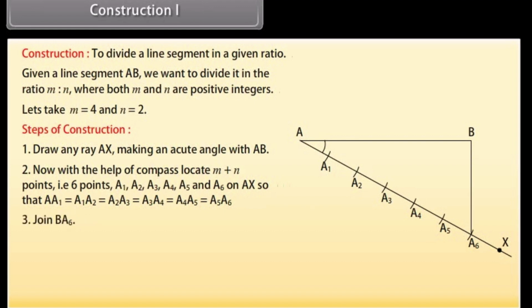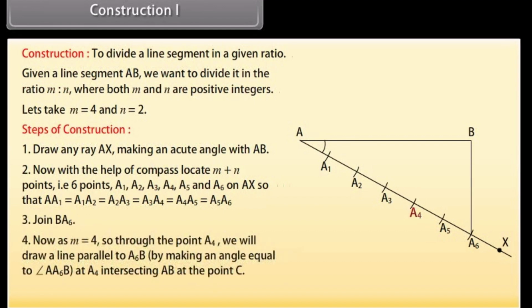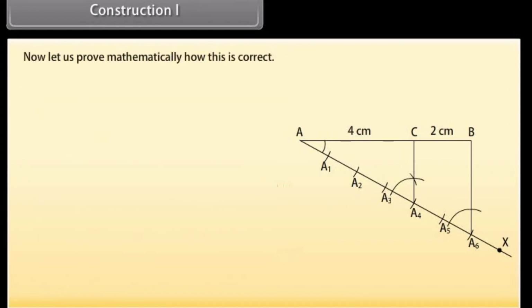Join BA6. Now m is equal to 4, so through the point A4, we will draw a line parallel to A6B by making an angle equal to angle AA6B at A4 intersecting AB at the point C. Then AC:CB is equal to 4:2. Now let us prove mathematically how this is correct.